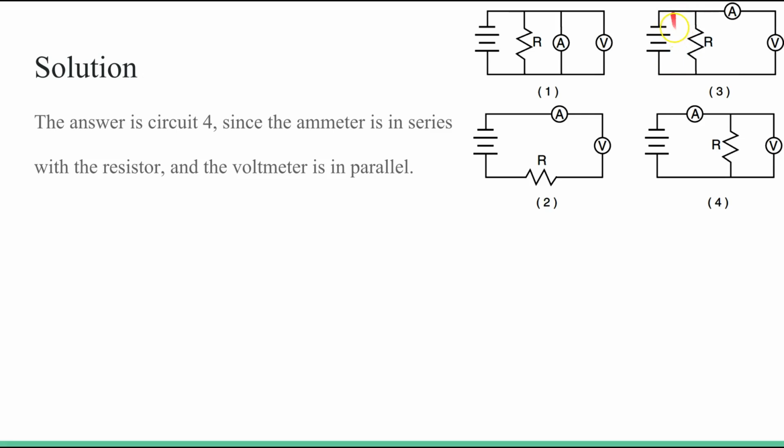You want the ammeter to be measuring the current through the resistor, and you're basically placing the ammeter in parallel again. So circuit 4, you have the ammeter measuring the current through the resistor and the voltmeter across 2 points, with the resistor in between. So circuit 4 is the right choice.